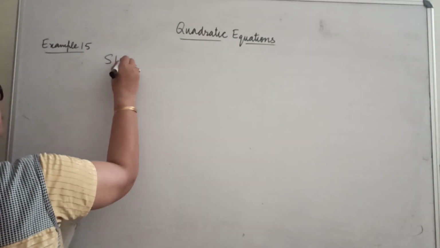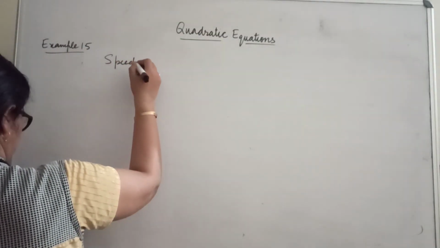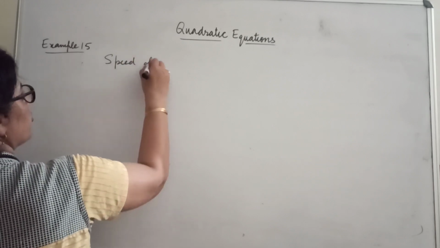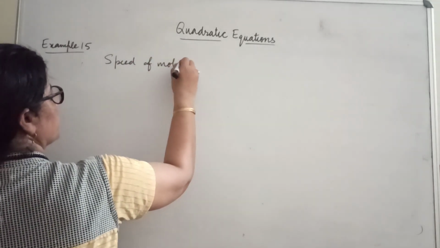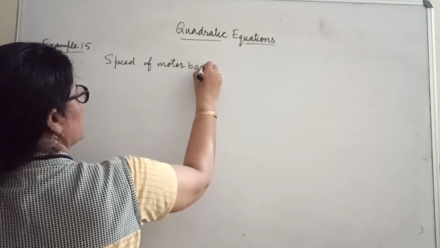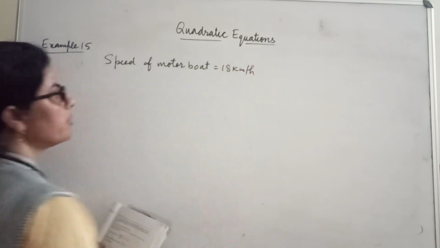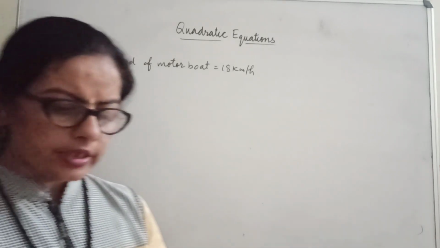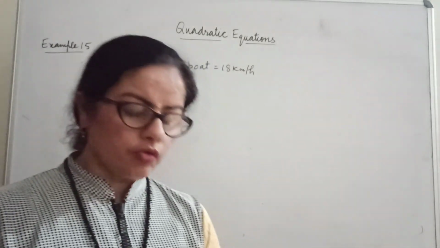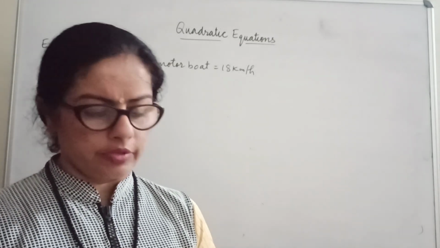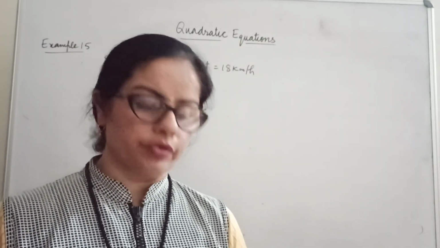In example 15, he is saying a motor boat whose speed is 18 km per hour is there. Speed of motor boat is 18 km per hour. It is given to us. It takes 1 hour more to go 24 km upstream than to return to the same spot.